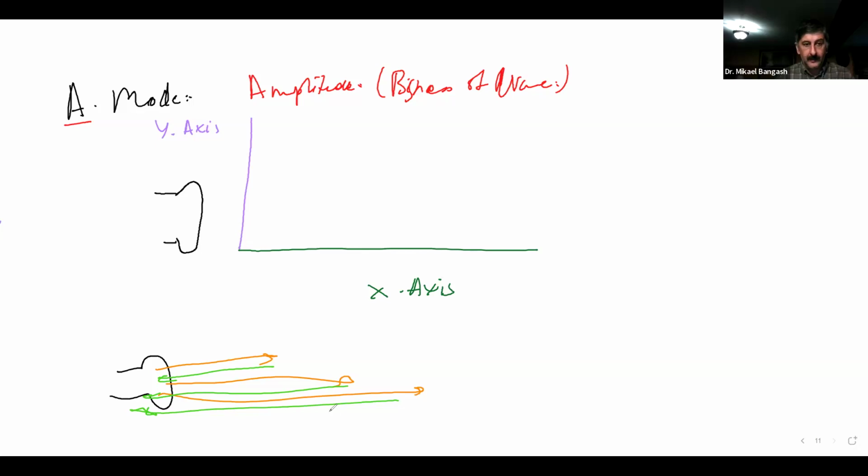Where we mainly say the amplitude of these reflections is going to be expressed along the y-axis. So along the y-axis, what are we going to have? The amplitude. To be more accurate, it's the amplitude of the reflections. Whereas along the x-axis is going to be the depth.